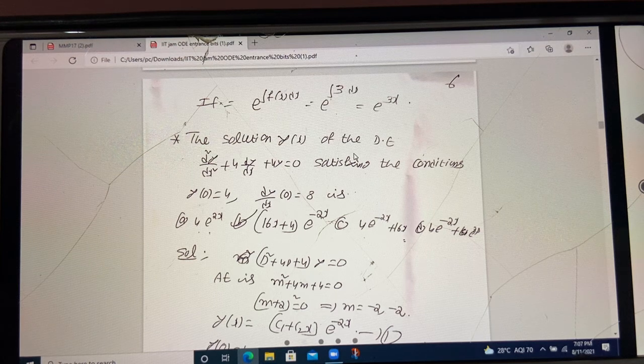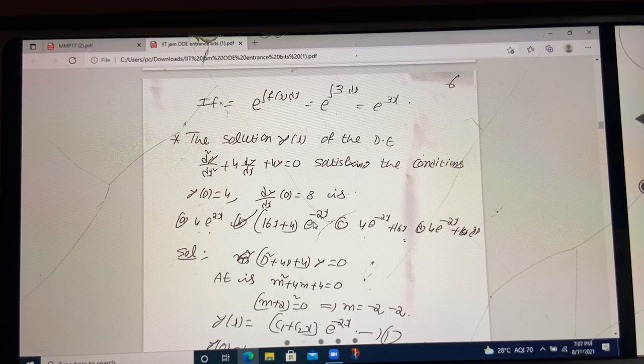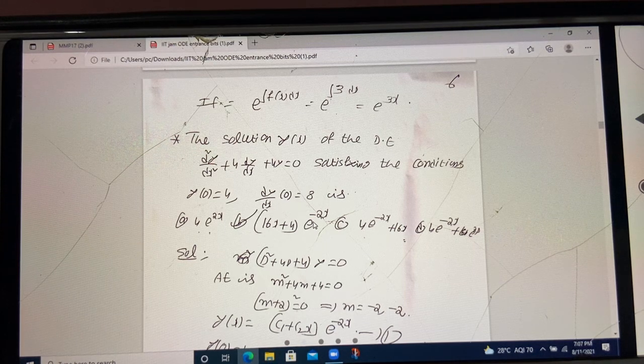Solution of y of x satisfying the conditions. So I will tell you how to escape. How to escape is, because it is such a lengthy question, test your luck first. As a teacher, I should not say this, but in the entrance, you should not be too sincere. If you are too sincere in the entrance, you will not be able to answer the total paper.